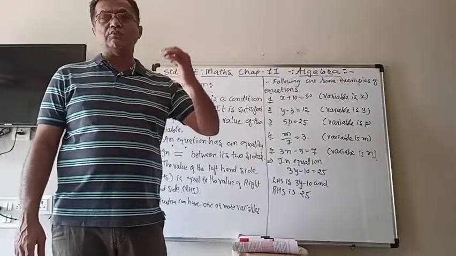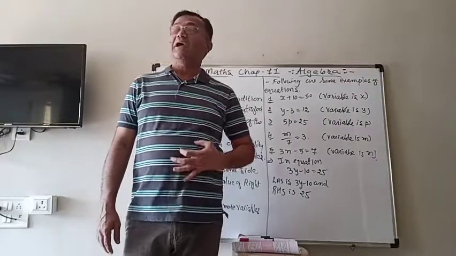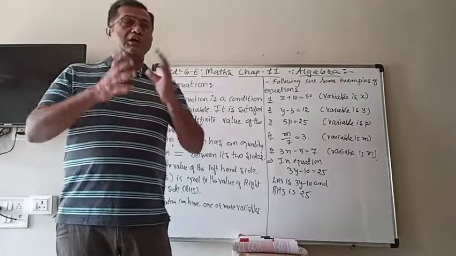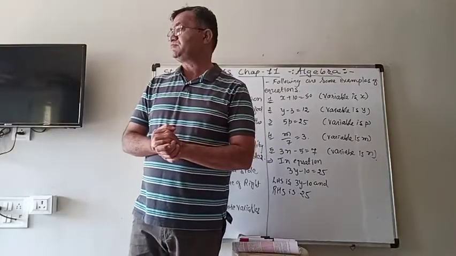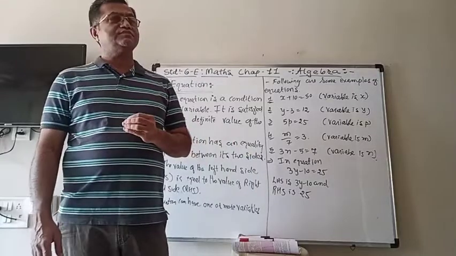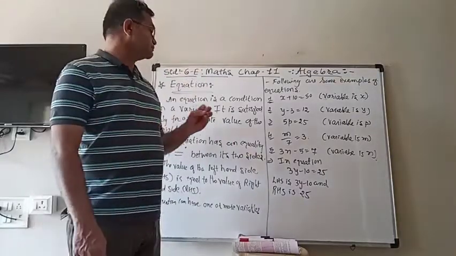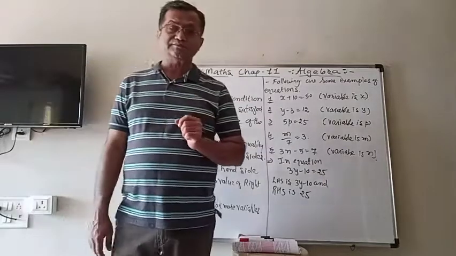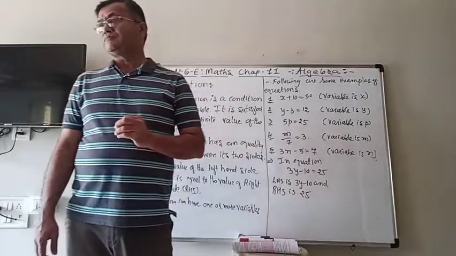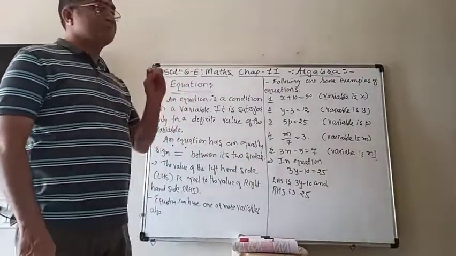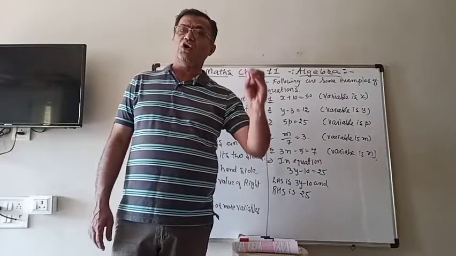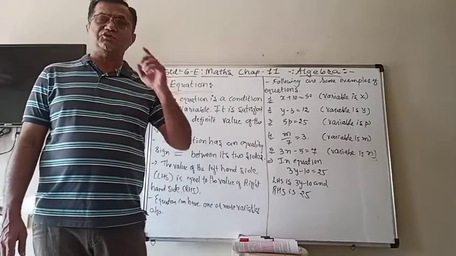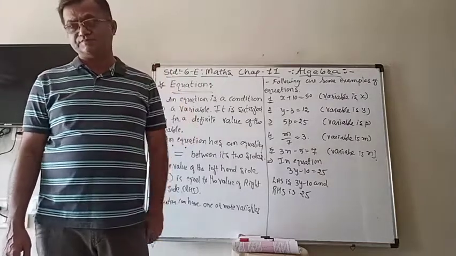But now we have to move one step further and learn about an equation. What is actually an equation? An equation is a condition on a variable, and it is satisfied only for a definite value of the variable. Let us first understand with an example of the matchstick pattern.